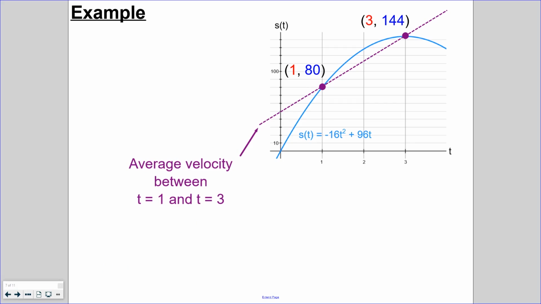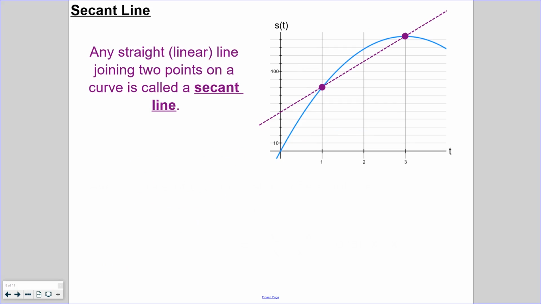So with that being said, we need to quickly review some geometry right here. If we go back to geometry, hopefully you remember that any straight line joining 2 points on a curve is called a secant line. Again, going back to geometry, if a line intersects a curve, or maybe you heard a circle, at 2 points, it is called a secant line. As we can see, this secant line is the exact same line as our average velocity line. So therefore, we can conclude that the average rate of change is equal to the slope of a secant line.